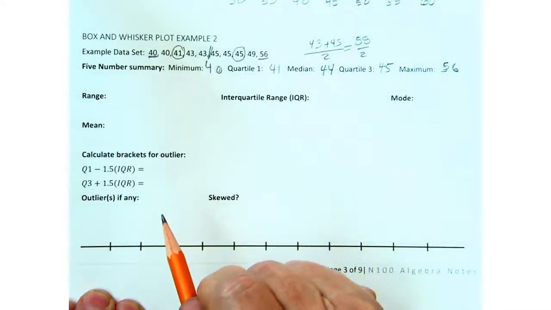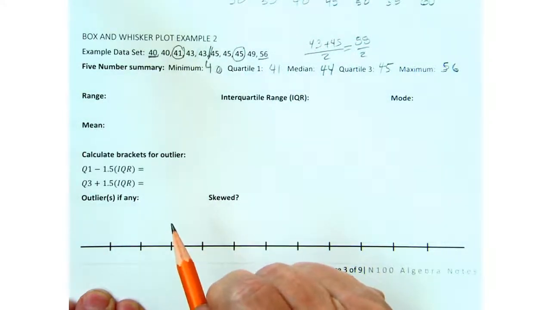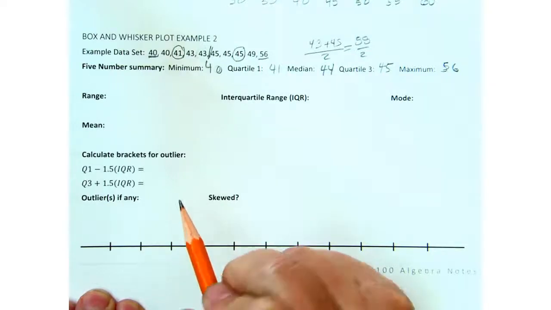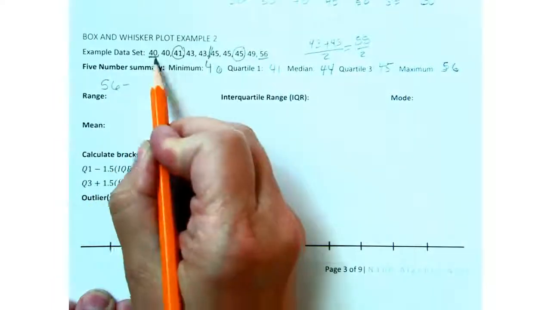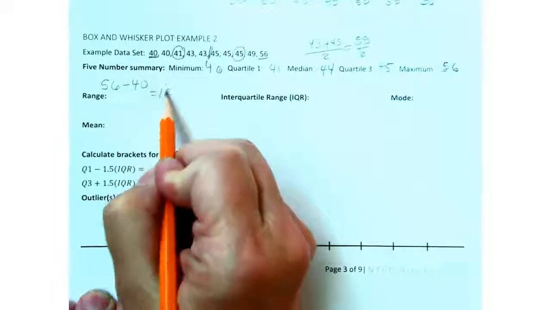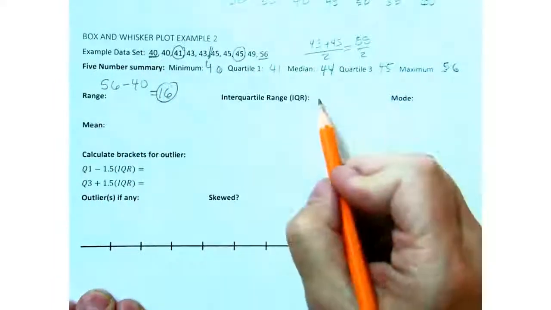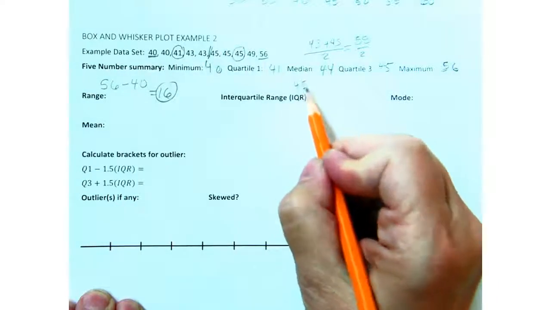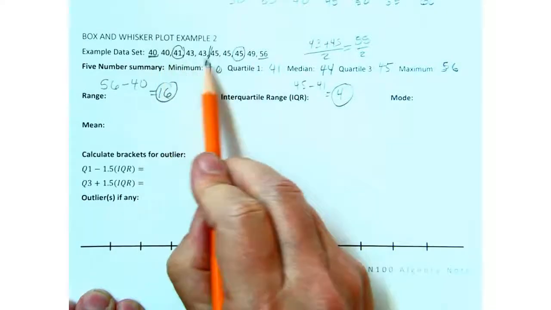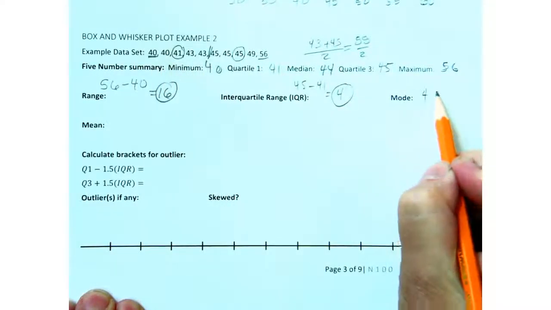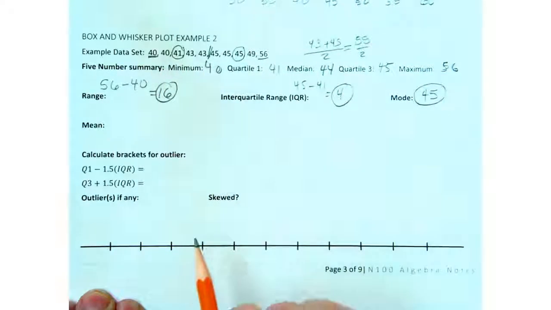First, let's find the range. The range is the difference between the maximum and the minimum. 56 minus 40, or 16. The interquartile range is the difference between the quartiles. 45 minus 41, or 4. The mode is the number that repeats the most often, or 45.